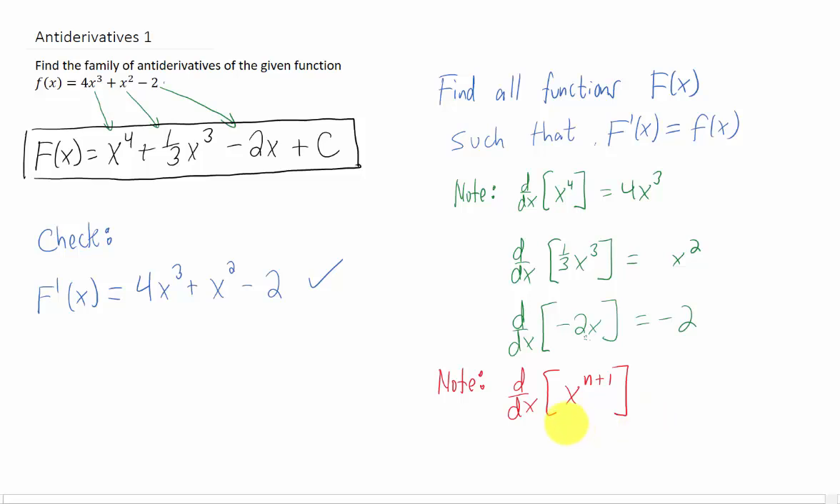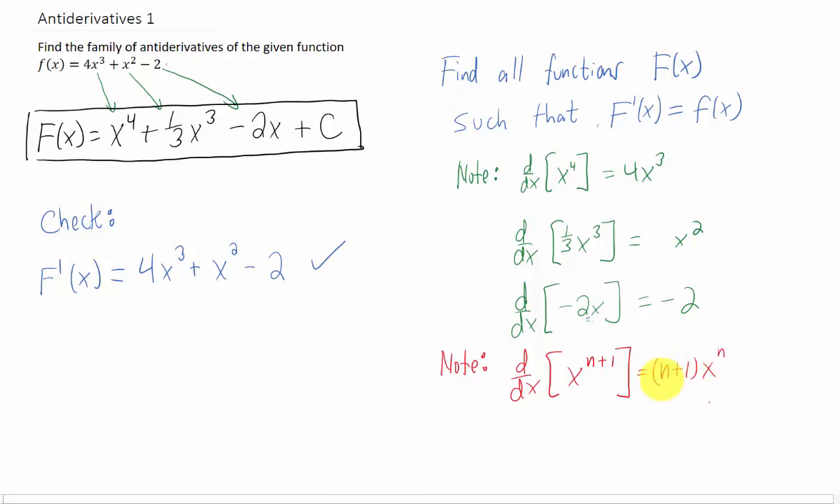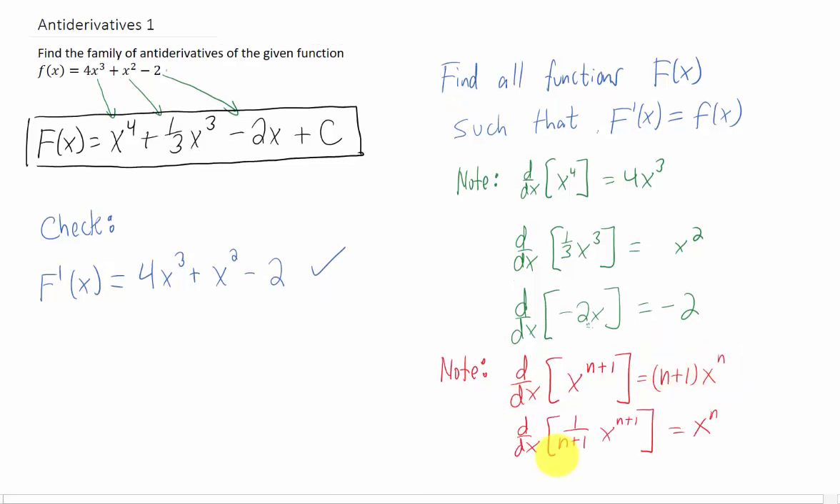As sort of a bonus note down here, what is the derivative of x to the n plus 1? Well, the power rule says that you multiply by n plus 1 and you subtract 1 from the power. Now if we divide both sides by this n plus 1, we get that the function whose derivative is x to the n is just x to the n plus 1 divided by n plus 1. And this comes in handy when finding antiderivatives.